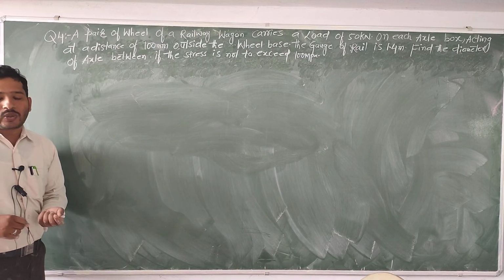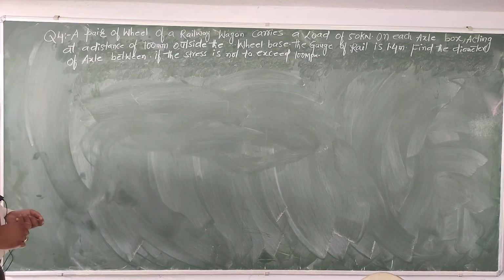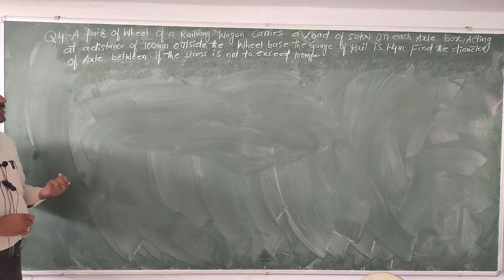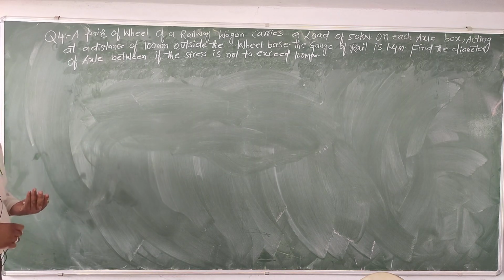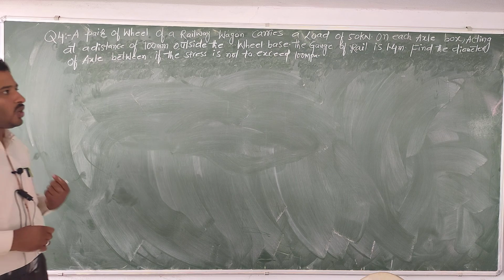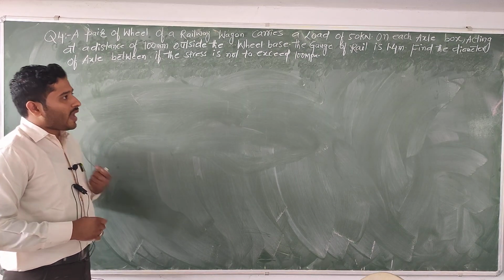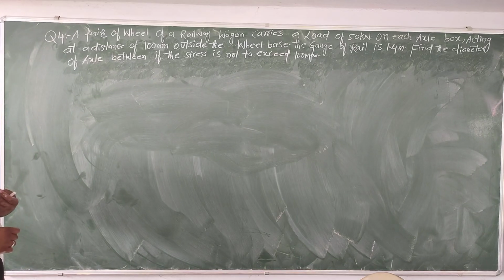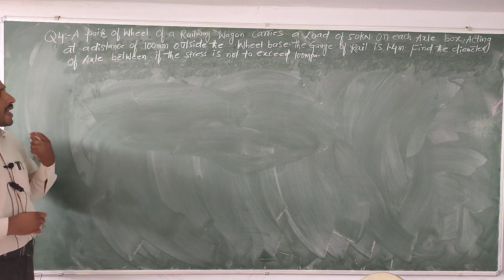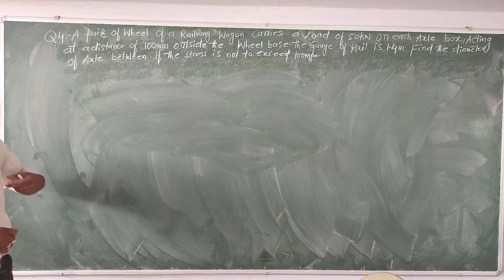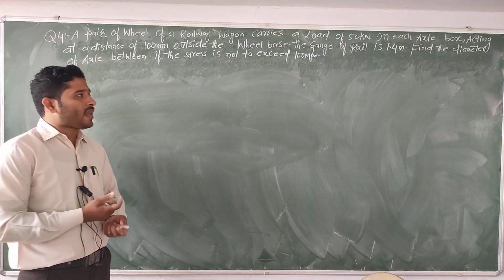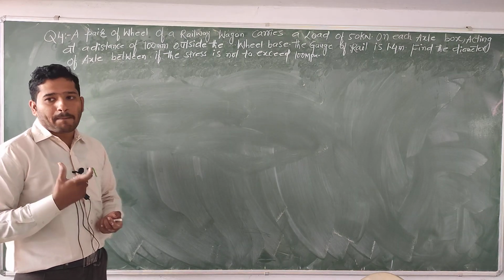Today we are going to learn the fourth problem on the bending moment. I will read the question. A pair of wheels of a railway wagon carries a load of 50 kilonewton on each axle box, acting at a distance of 100 mm outside the wheelbase. The gauge of rail is 1.4 meter. Find the diameter of the axle if the stress is not to exceed 100 megapascal.